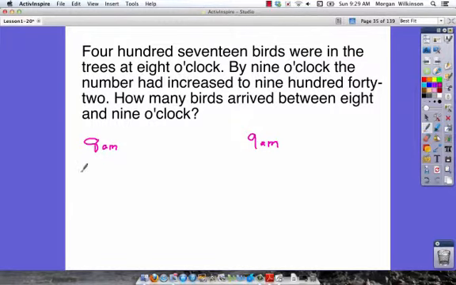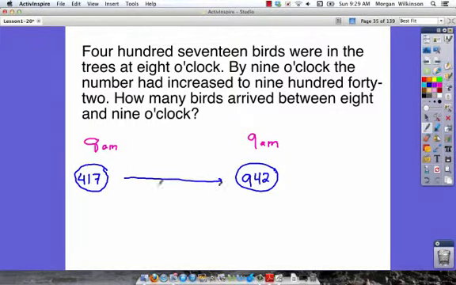417 birds were in the trees at 8 o'clock. So if we have 417 birds, again, we could draw out 417 birds. If you love to draw, well, you could, but it would take a lot of time. So let's say 417, and then we'll circle it. 417 birds at 8 AM. And then by 9 AM, the number had increased to 942. What we need to do is figure out how many birds arrived between 8 and 9 o'clock. So in this time frame, we've got to figure out how many more birds were added onto the 417 to get us to a total of 942.